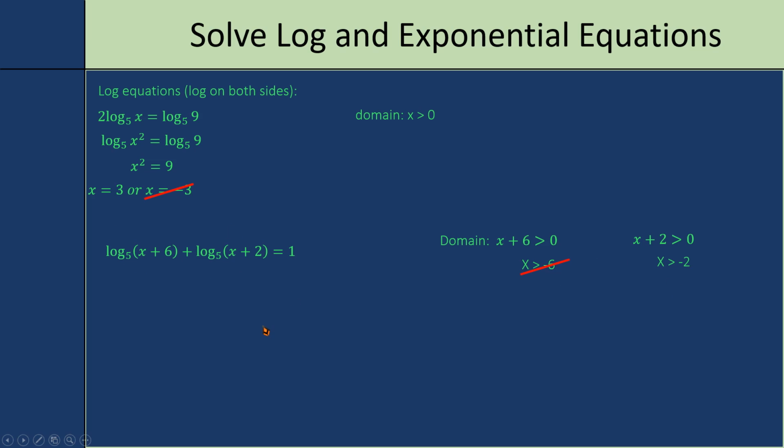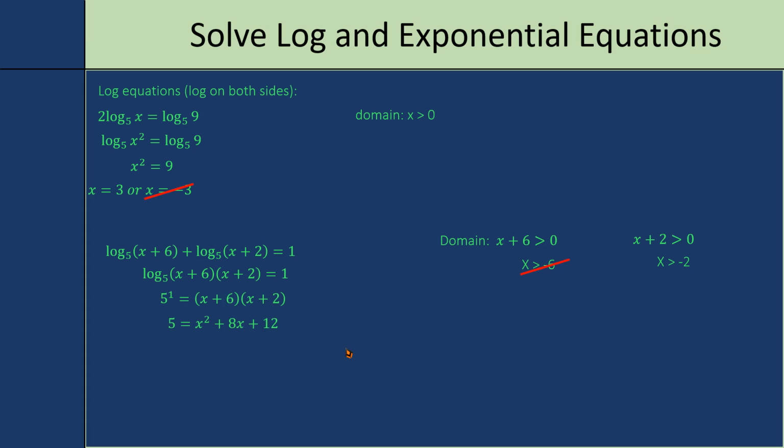Use the property of log. This becomes log base 5 of x plus 6 times x plus 2. You can multiply the argument here because you're adding log of the same base. Then you switch to exponential form because now log is only on one side. So 5 to the first power is equal to x plus 6 times x plus 2.